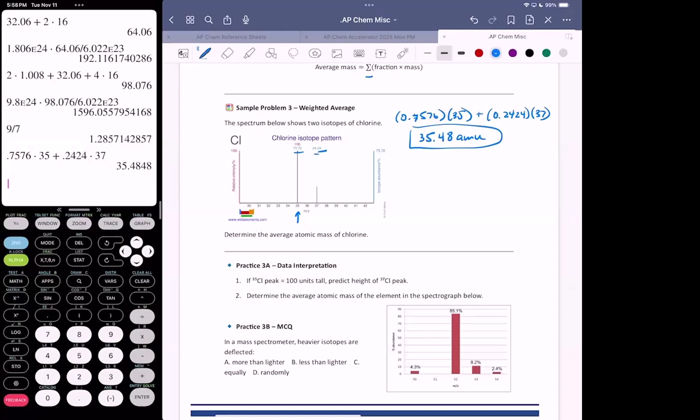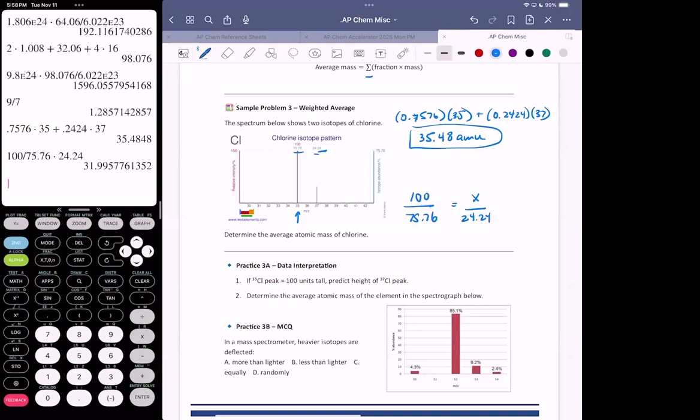Okay, so we'll solve this with a simple ratio. We know that the 35 peak is 100. So we say 100 is to 75.76 as X is to 24.24. So in other words, 100 divided by 75.76 times 24.24 is going to give me a height of about 32 units tall.